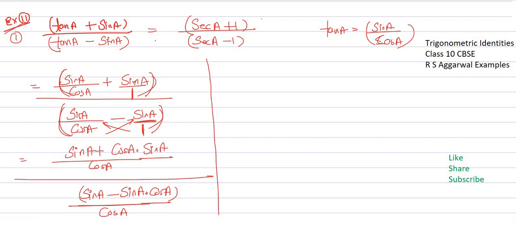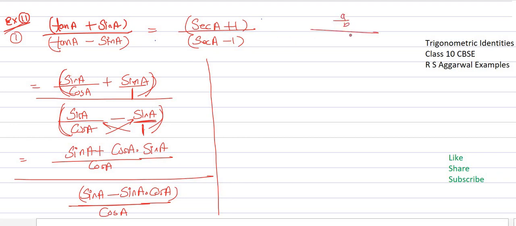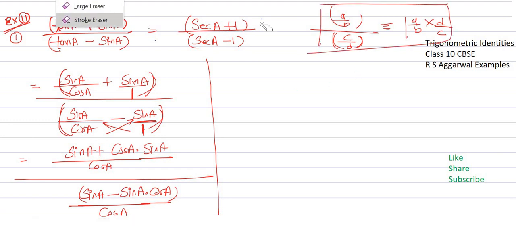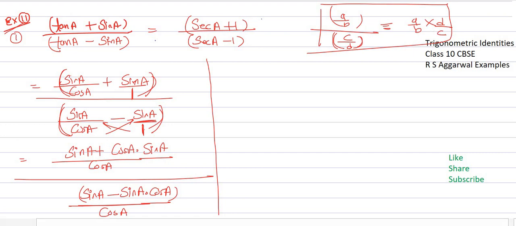Now, what can we do here? If you remember, one rule is there. If you have A by B divided by C by D, how do we solve it? We write A by B into, what happens to the denominator? The denominator flips, it becomes D by C. That's how we do it. Correct? This is the formula, so I'm going to use it here. This is the numerator and this is the denominator.